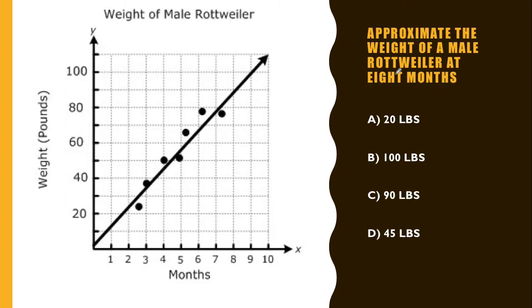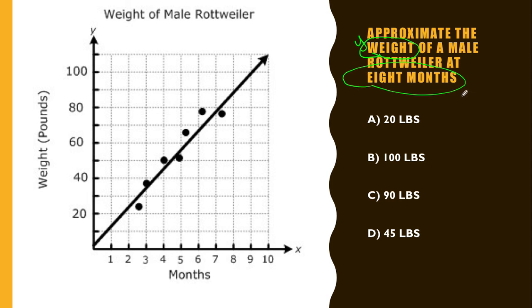All right. Here are the trend lines drawn for you. Pause the video. Answer the question. Approximate the weight. Which axis is weight? Y-axis. Of a male Rottweiler at 8 months.